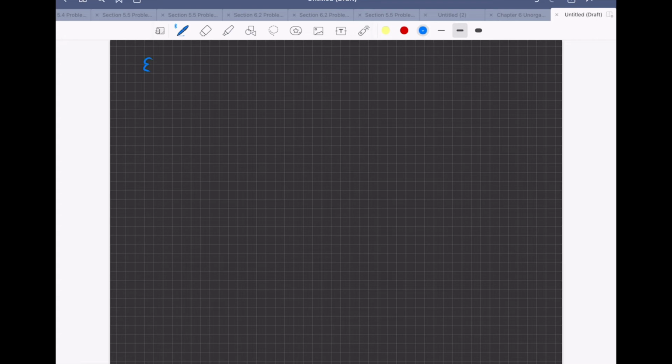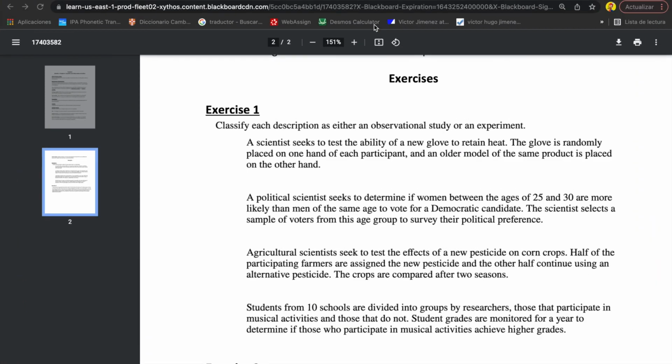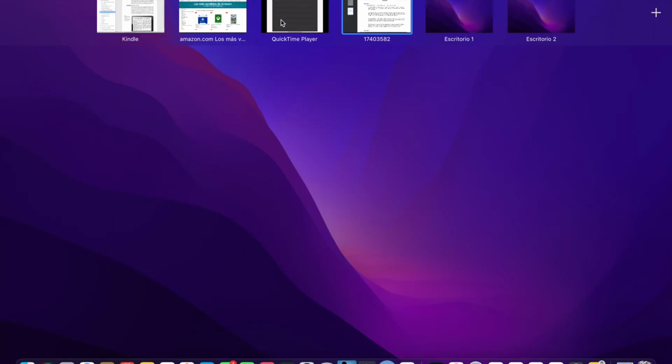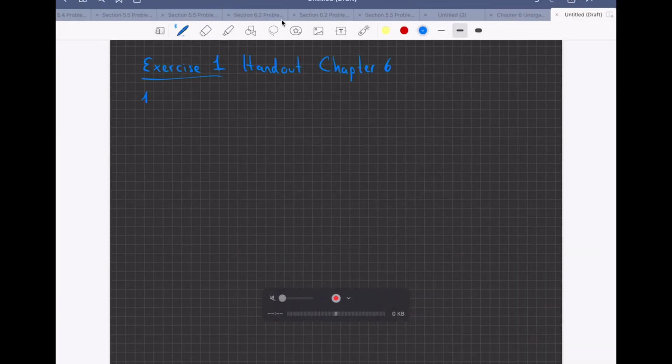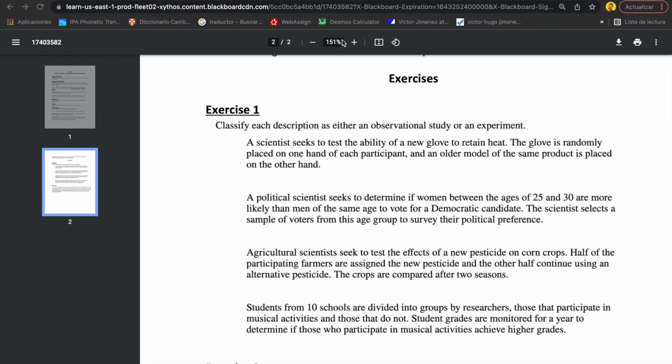I will write here exercise number one, handout, chapter 6. So I'm going to put only the key. For the number one, the first one, this is going to be an experiment. Number one, experiment. Yeah, because we are kind of imposing here some of the variables on the participants.